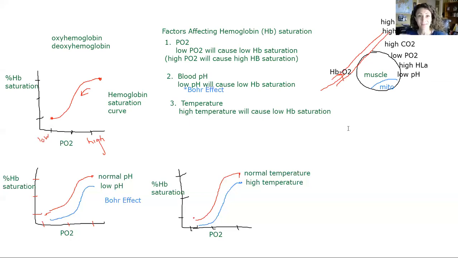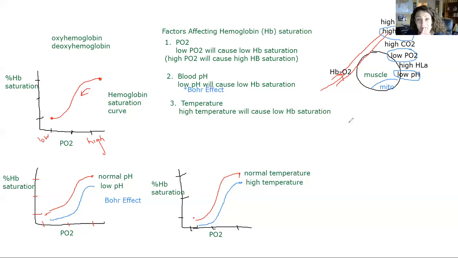Some of these conditions at the exercising muscle will have an effect on hemoglobin. Which ones? Can you repeat the question? Some of these local conditions created by the exercising muscle will have an effect on hemoglobin. Which ones? Low pH, low temperature, PO2. Right.